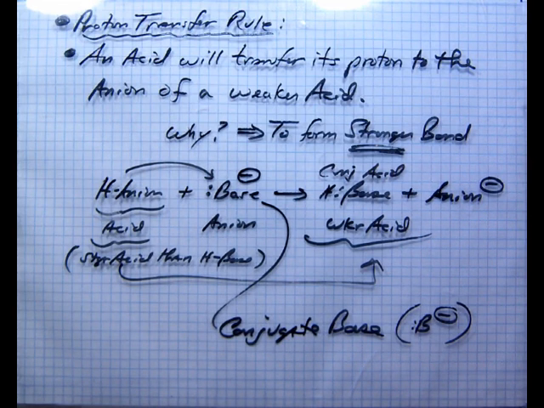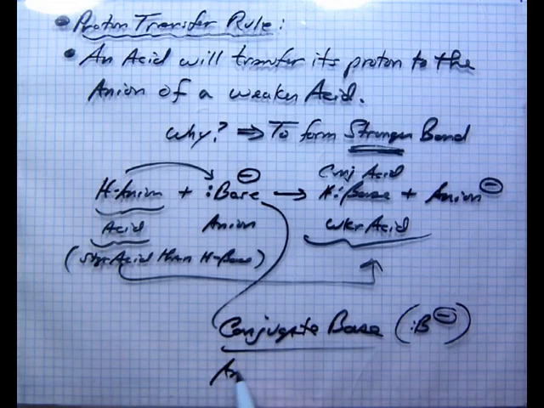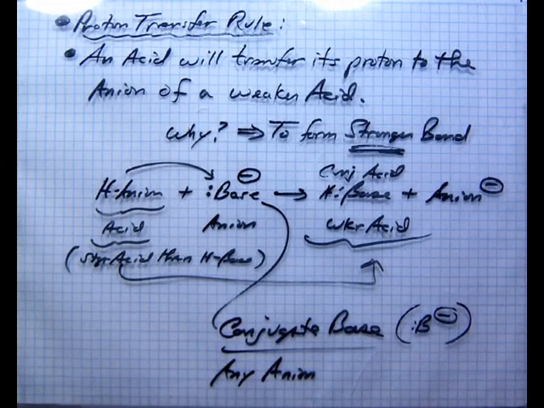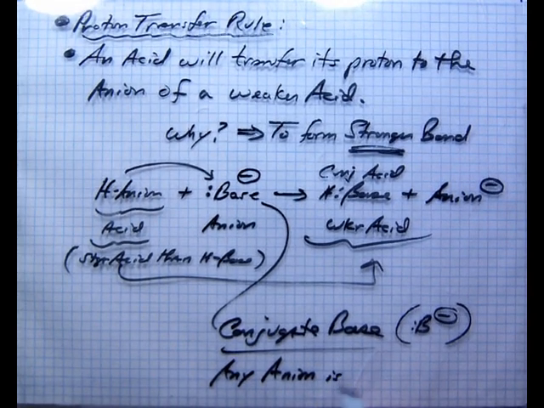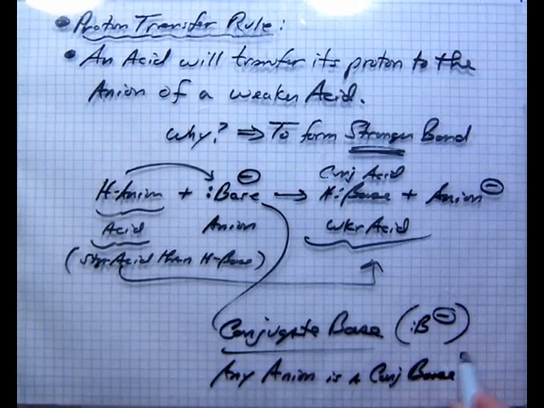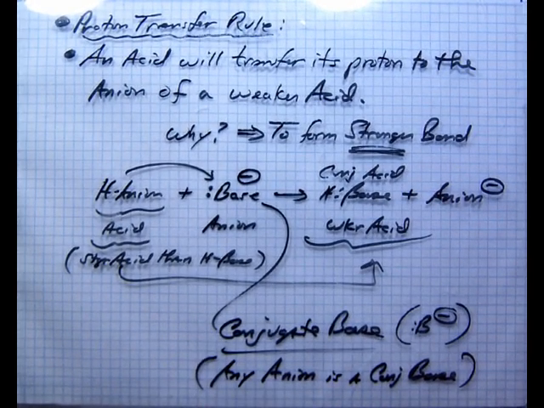Okay? Collectively, see that? Any anion is a conjugate base because it's got a conjugate acid somewhere. You stick a hydrogen on it. Any anion will absorb hydrogen. That's a conjugate acid of whatever anion you had. Well, there are many of these.